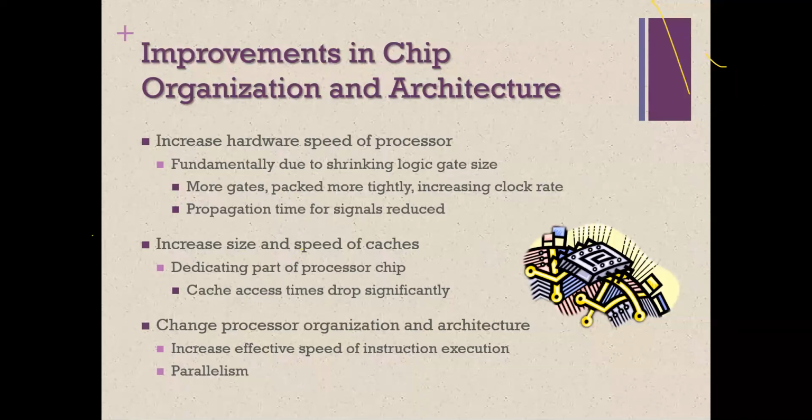Another one is making changes to the processor organization and the architecture such that it increases the effective speed of the instruction execution. Typically, this involves using parallelism in one form or the other. So the idea of pipelining, being able to process in a simultaneous parallel manner, is achieved herein.